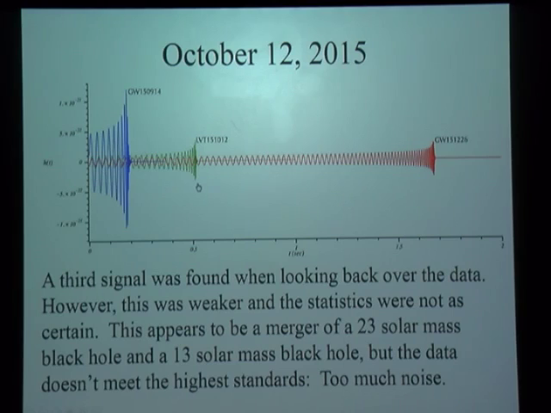I still think it's probably real. I think most people do, but you can't be sure. If it's real, then that was a merger of a 23 solar mass black hole and a 13 solar mass black hole. But it just didn't quite meet the gold standard for data analysis. Too much noise. You can put the model in there, and that's lovely, but you've got to have a very, very small chance that you would see this just as a result of random noise conspiring against you. And they couldn't quite get to that level.